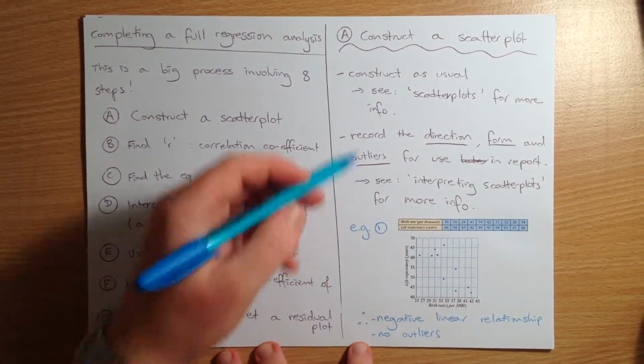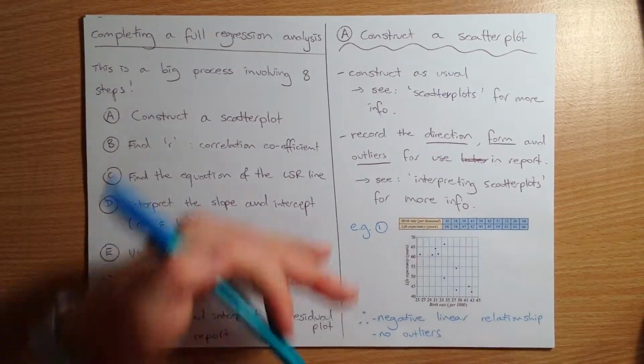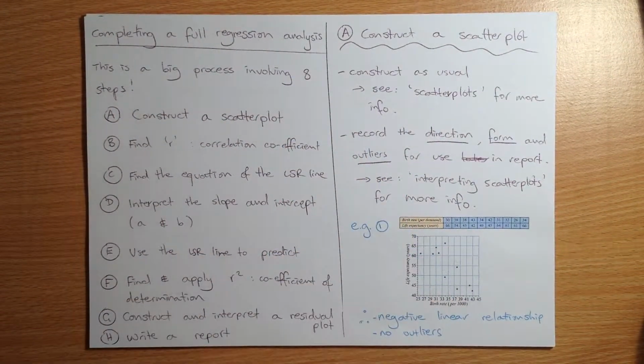So what we can analyze, that's the second one, record. The direction is negative. We can see it's going down. Linear, it looks to me like it's pretty linear, and we'll check that later on. So it's a negative linear relationship, and there's no clear outliers, so we're just going to say there's no outliers. So direction, form, and outliers.